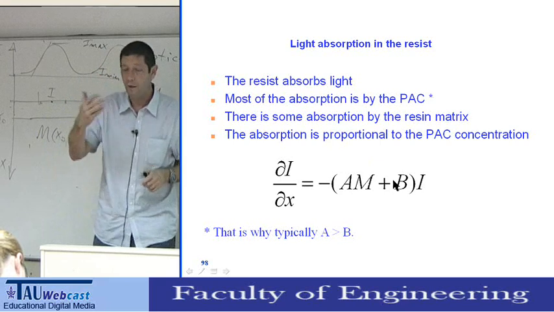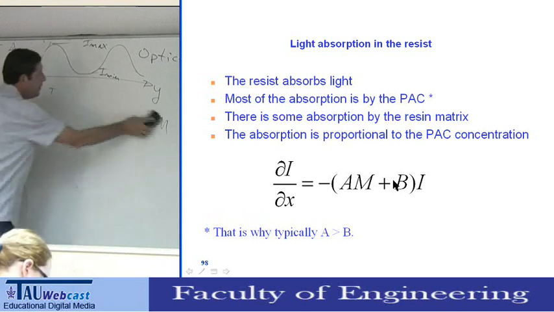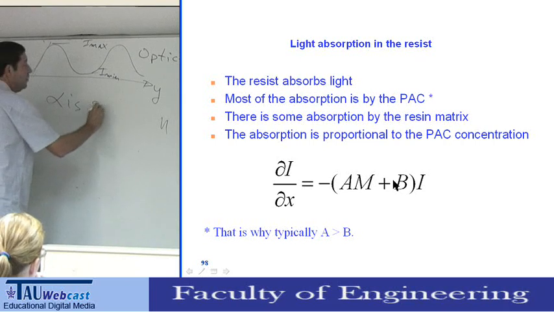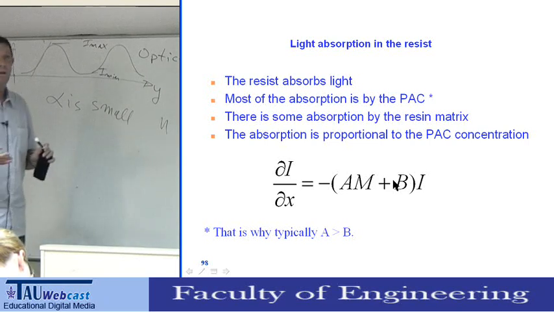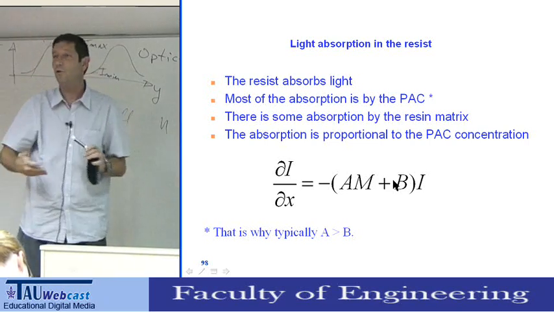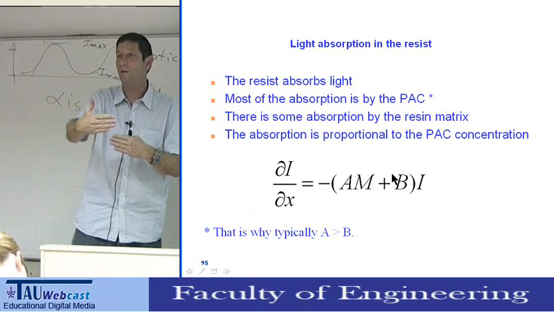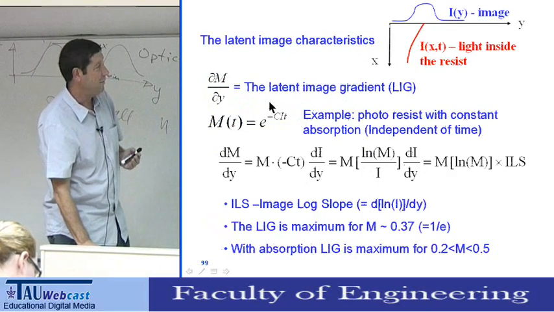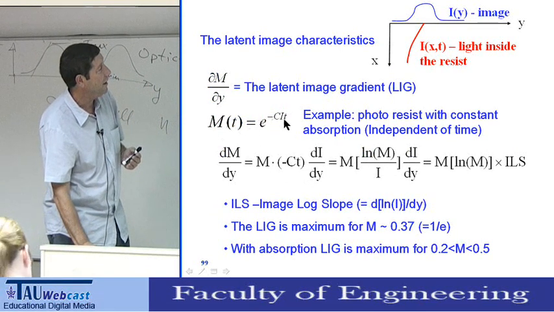And where else can we assume that the intensity is constant? We can assume the intensity is constant if the absorption alpha is small. When the photoresist does not absorb very much light, then we can assume that there's very little absorption and the I is constant. But again, I'm giving you some hypothetical situation. In real life, it never happens. But why am I showing you this? Because to give you some insight. Because if I is constant, then M over t is e to the minus CIt. Note here that C times I t is the dose.